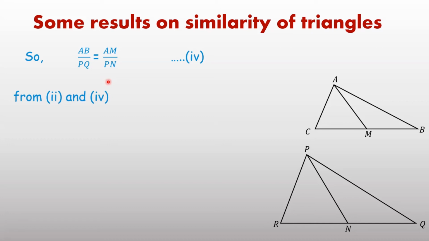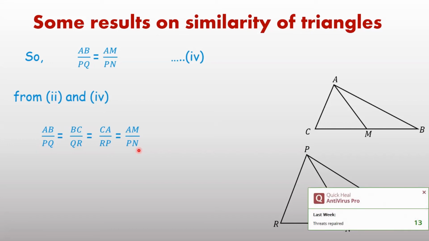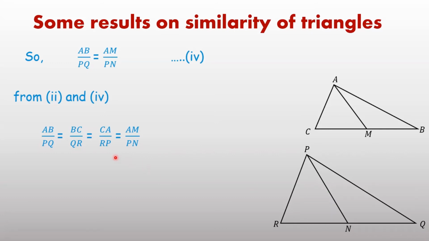Now final result from second and fourth. In second equation we have written AB upon PQ equal to BC upon QR equal to CA upon RP. In fourth, AB upon PQ is equal to AM upon PN, and that is the result. In this pattern, first important result which we are going to cover here: whenever two triangles are similar, then ratio of corresponding sides is same as ratio of corresponding medians.